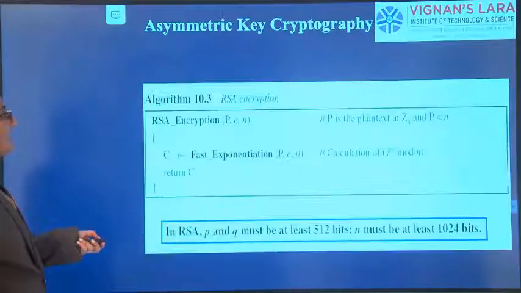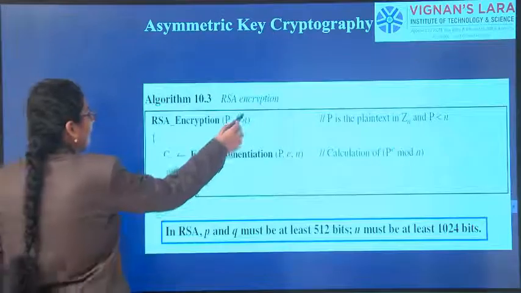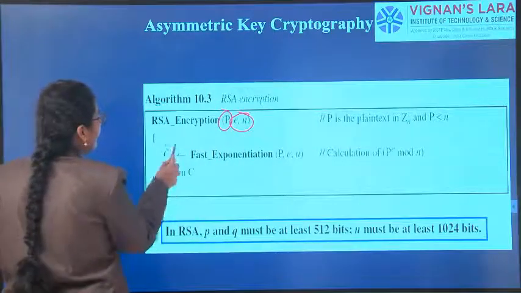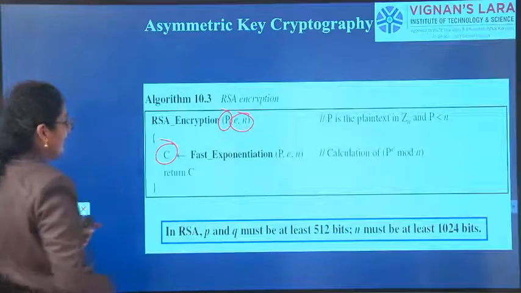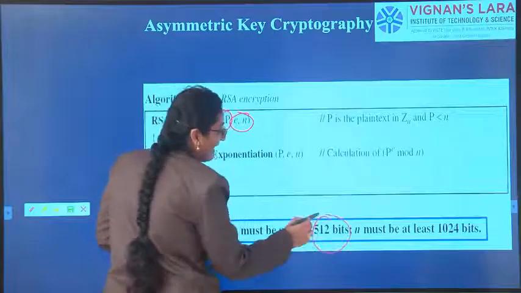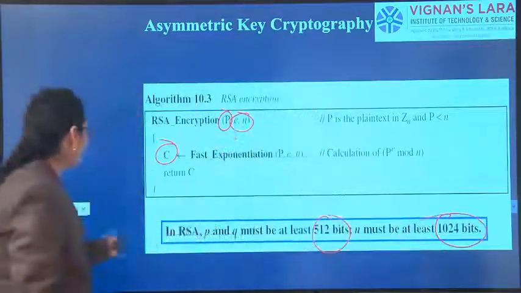So what is happening in encryption? We are taking the public key E comma N, the plain text is taken, and the ciphertext we got. Nothing but encryption. Here the important point to remember is P and Q should be large integers of 512 bits. N should be a large integer of 1024 bits.